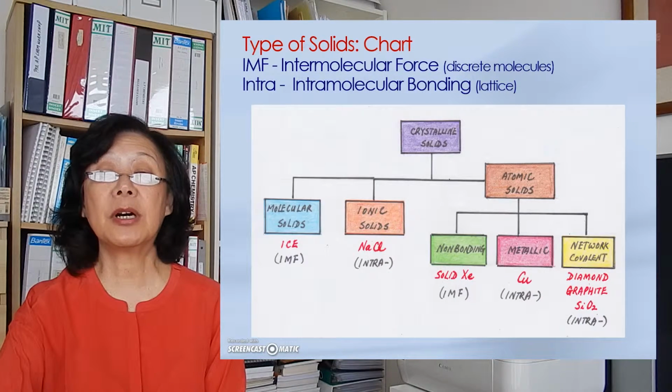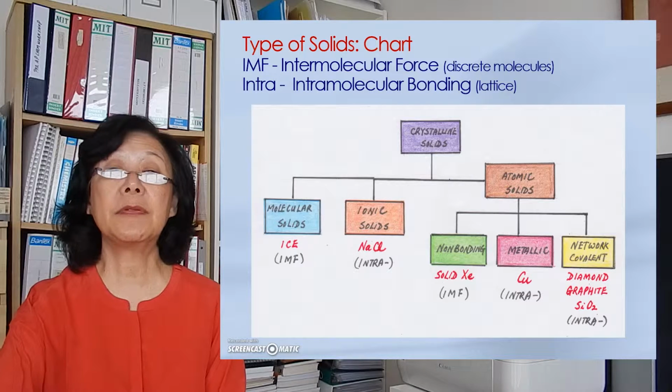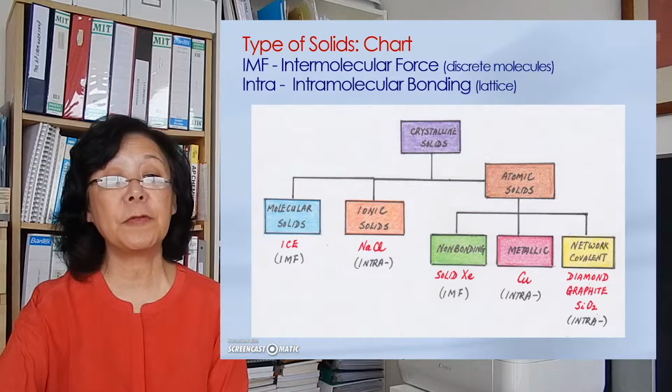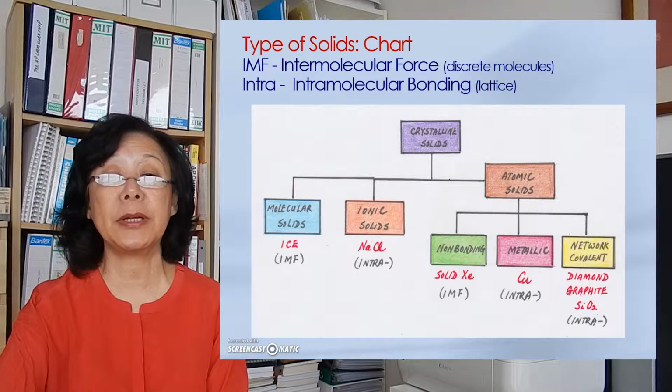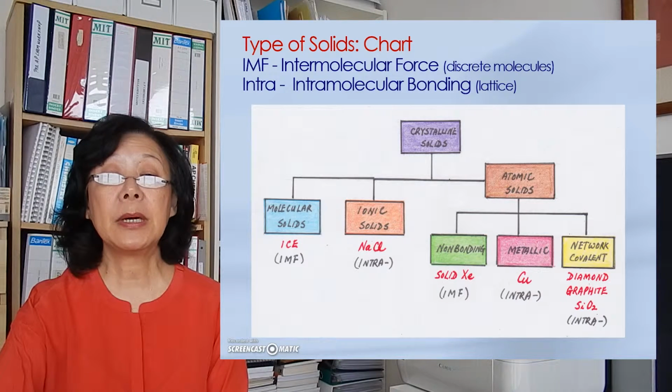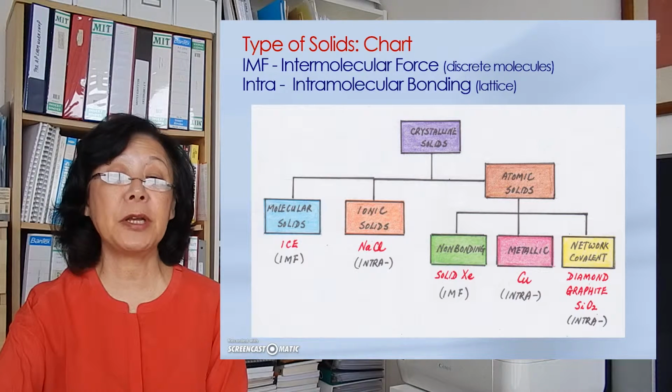Here is a chart that would help us to understand the different kinds of solids and whether they operate by intermolecular force or intramolecular bonding. Starting off with the crystalline solid at top, it is subdivided into atomic, ionic, and molecular solids. In terms of atomic solids, we are further subdivided into three types.